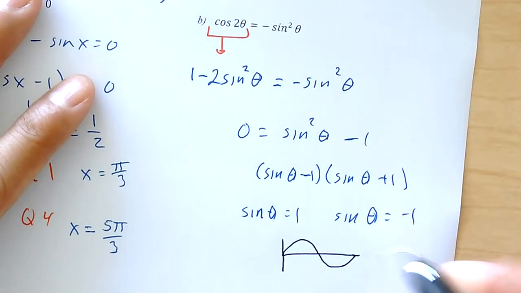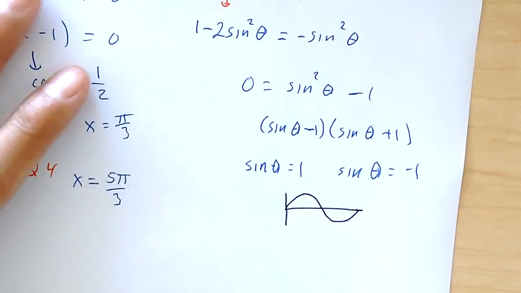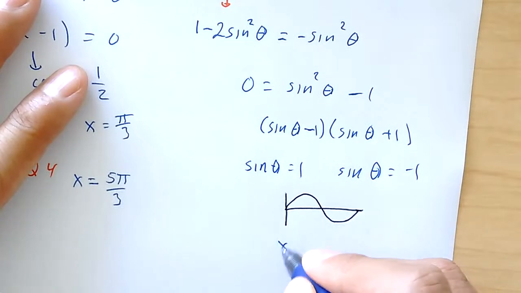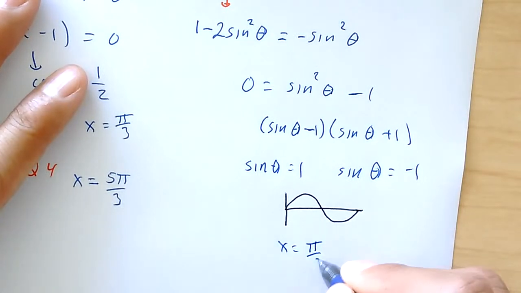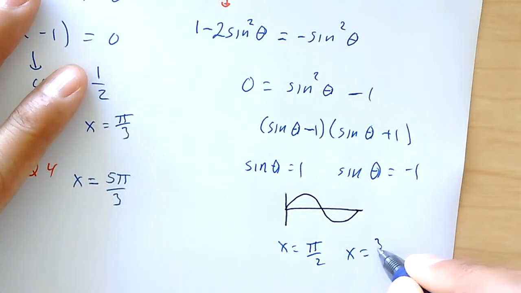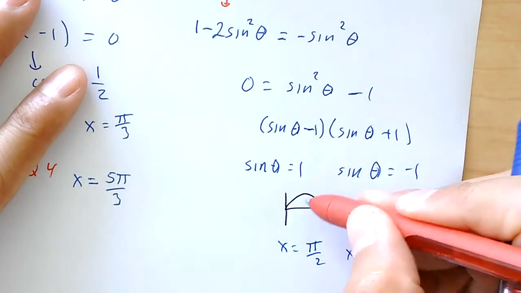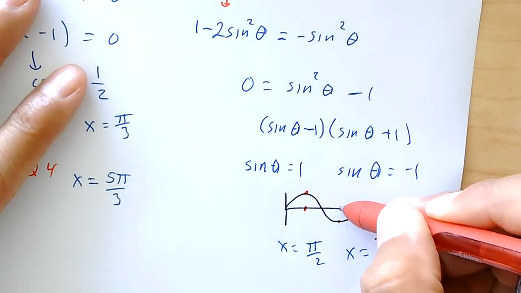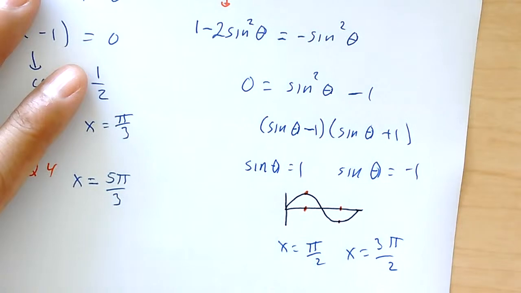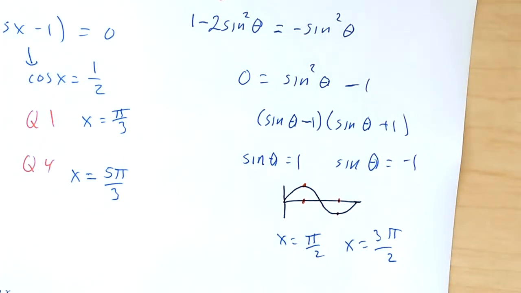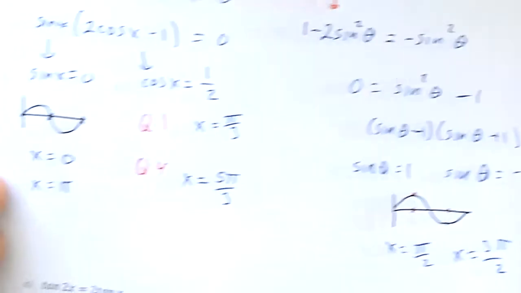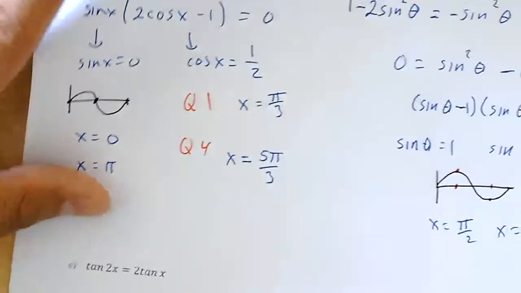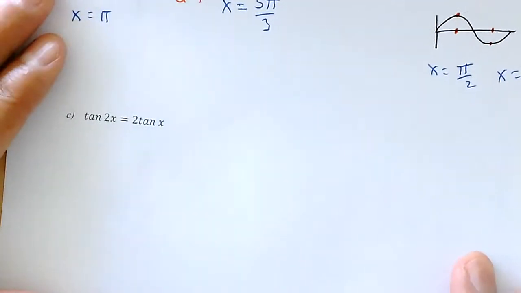And again, this sine graph that we did, that we memorized, and that we did over and over and over again will help you to figure out pi over 2 here and 3 pi over 2 here. 2 angles. Okay, moving on. This one's going to be a little bit more interesting. Let's see now.